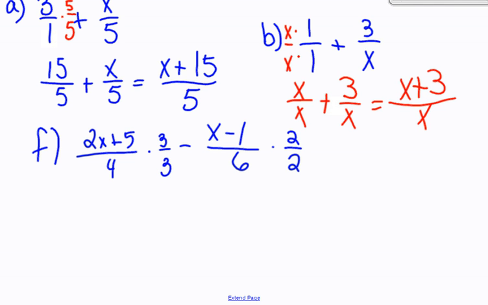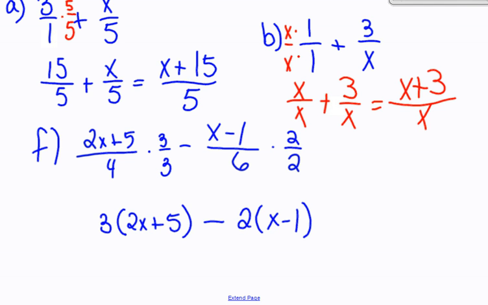So we distribute our 3. We've got 3 times 2x plus 5, minus, and we've got a coefficient of 2 times x minus 1. Anytime you're dealing with subtraction, it's really important that you keep your factors in brackets. And this is all going to be over 12 because we have a common denominator of 12.